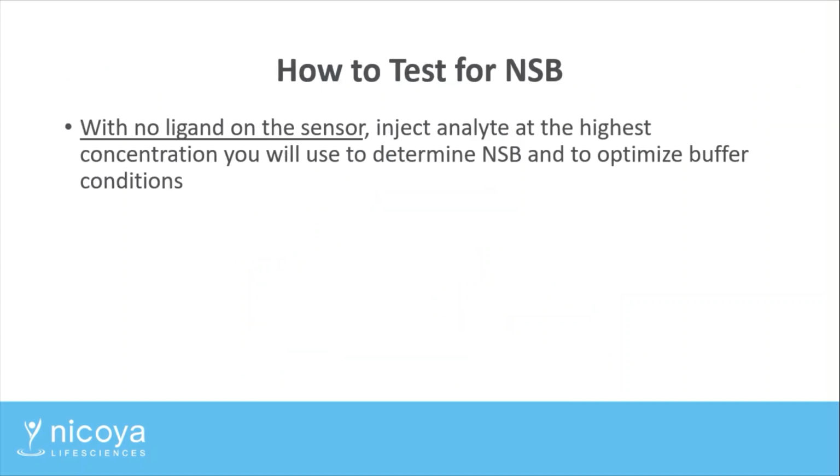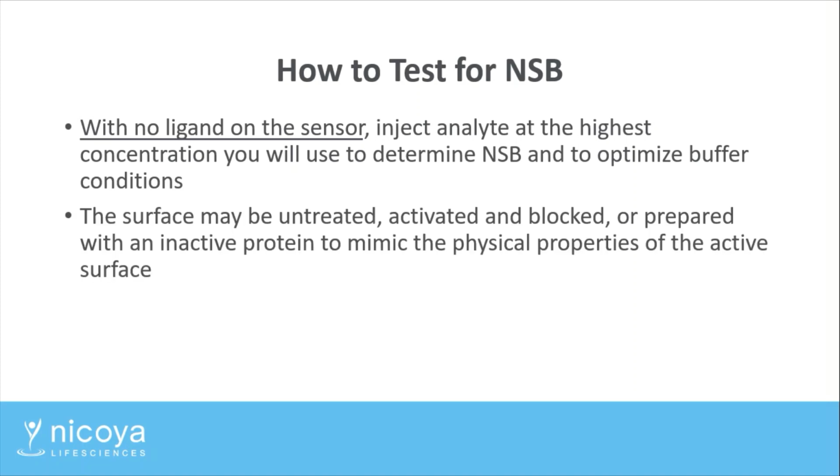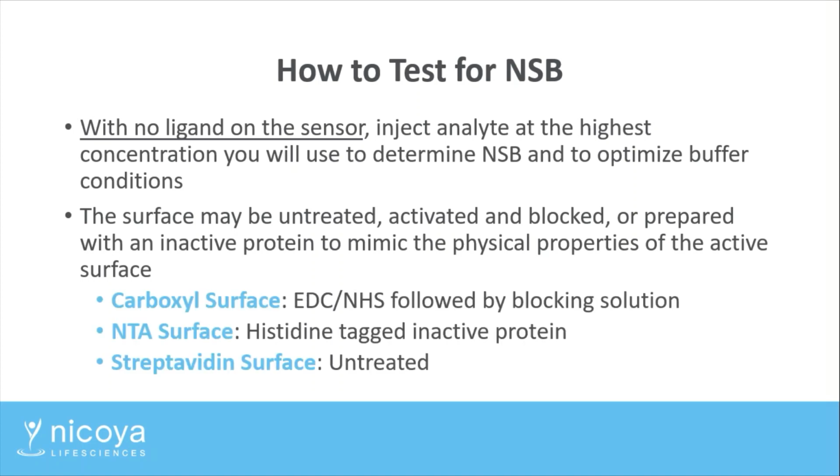Now, there are a few ways to test for this non-specific binding. The most common option is to start by introducing the analyte over the initial sensor surface without the ligand present, to see if we can measure any false positive signals. The surface may be untreated, activated and blocked, or prepared with an inactive protein to mimic the physical properties of the active surface. For example, if you're performing a non-specific binding test on a carboxyl surface, you're going to want to activate it with EDC-NHS and then block it with your blocking solution.